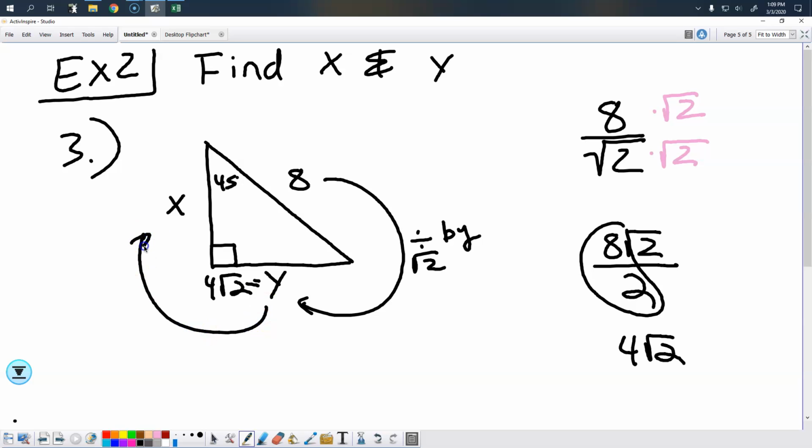And what's this one going to be over here? The same thing. Okay, so I'm going to throw a couple at you guys. And then you guys get to practice it.